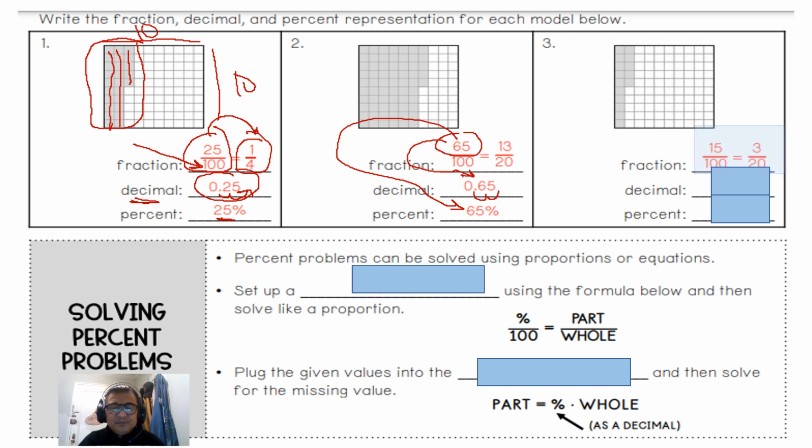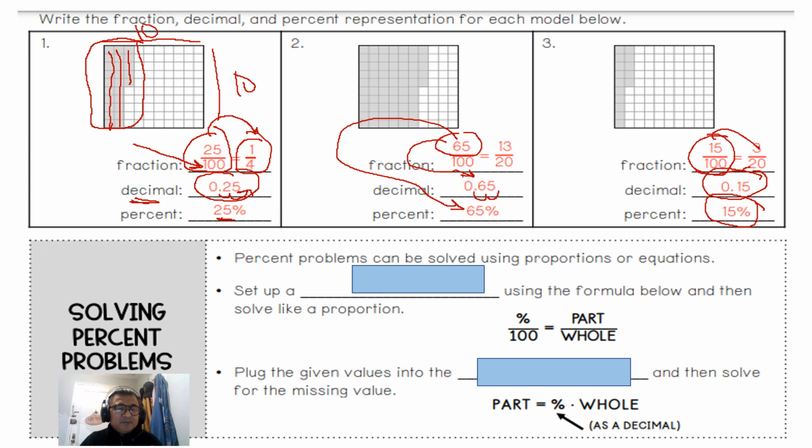The next one, 15 over 100 or 3 over 20, divide by 5, divide by 5. Okay, so use this as your decimal, 0.15, and that is over what? Over 100, so that's percent, 15%.